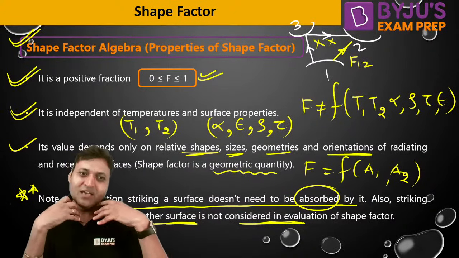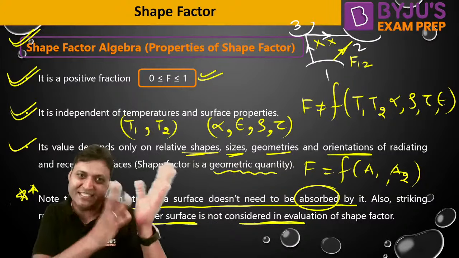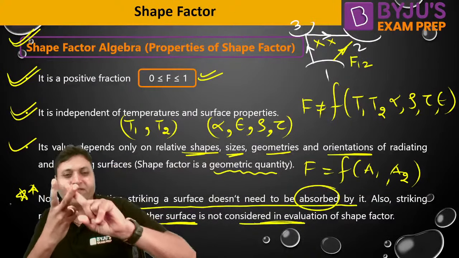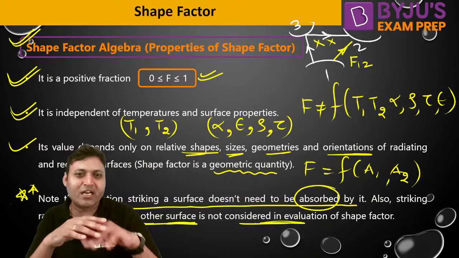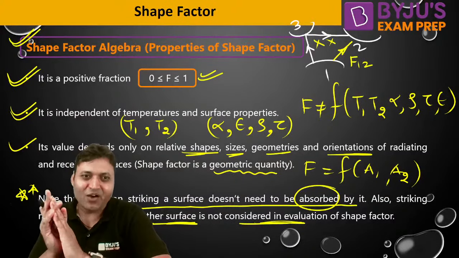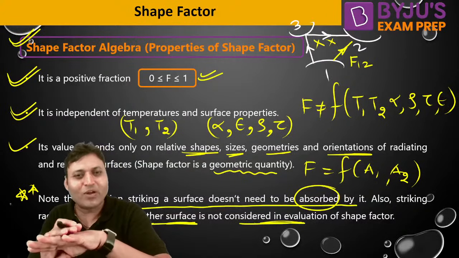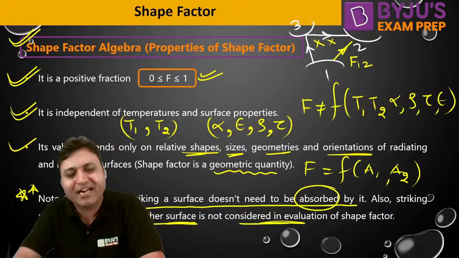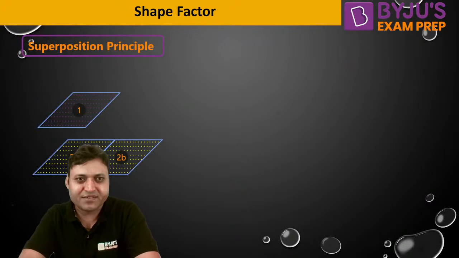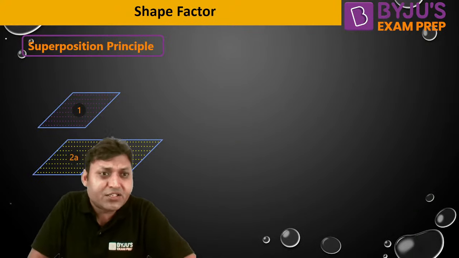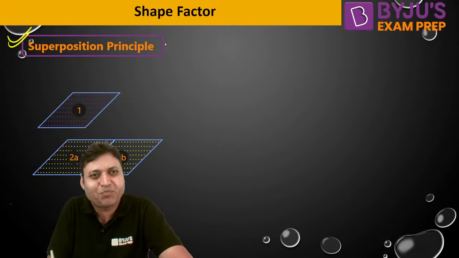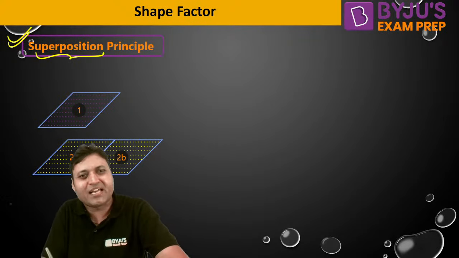The total radiation leaving the surface, Q1, that is J1 into A1, and J1 can be calculated by emissive power plus reflected radiation, rho into G. J is equal to rho E plus rho G, and then multiplied by area will give you the total radiation Q1, and Q1 to 2 can be calculated from the intensity of radiation. That is how the ratio of these two radiations is nothing but the shape vector. Now, further, let us talk about the other property of the radiation shape vector, that is called the superposition principle.